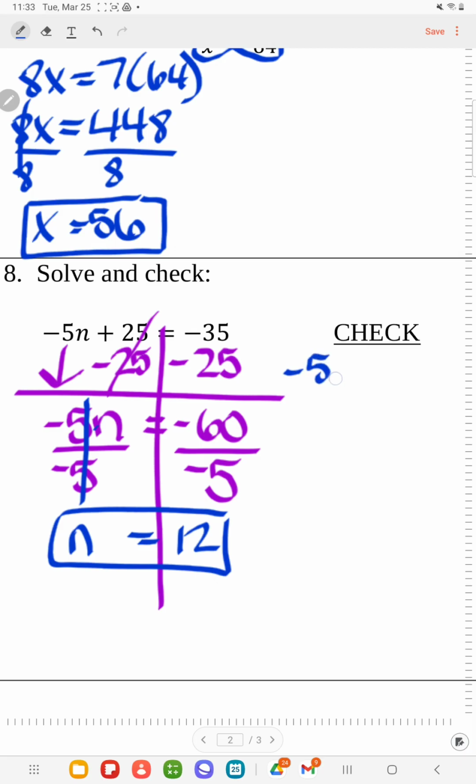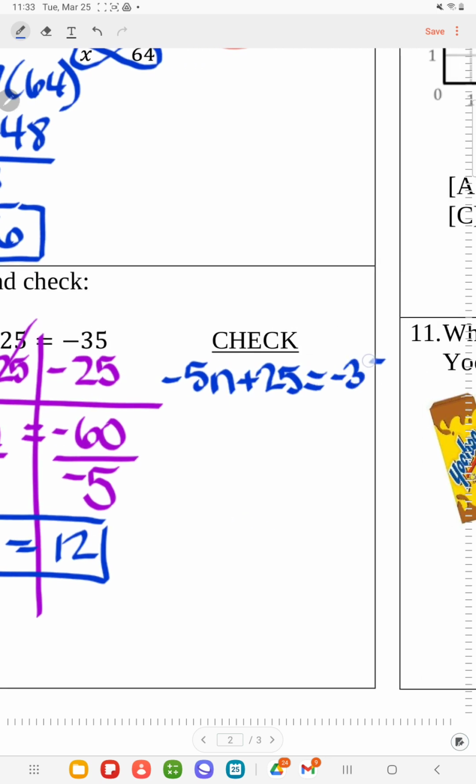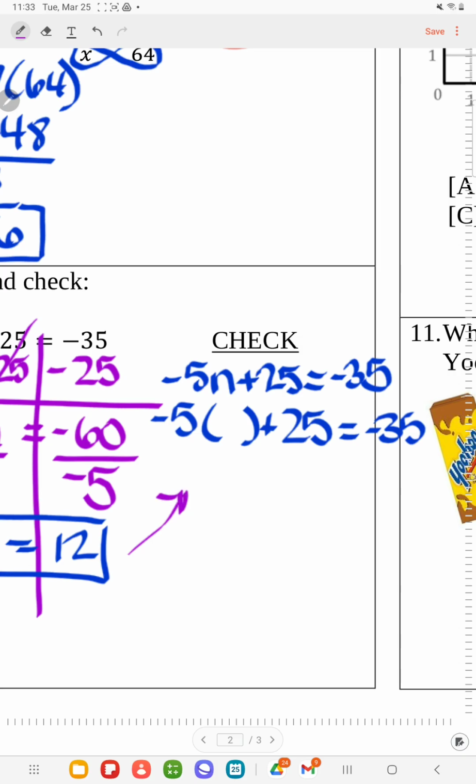And the check. Original: -5n plus 25 equals -35. On my second step of the check, instead of n, I'm leaving empty parentheses for a second. And in those parentheses is going to go the answer that I think it was, which I said is 12. This is going to go right into my calculator: -5 parentheses 12 plus 25, and that gets you -35. The right-hand side already said equals -35, so you're good to go. Checks out.